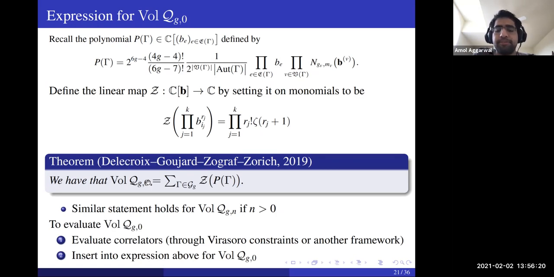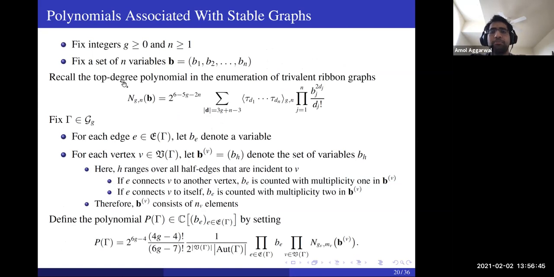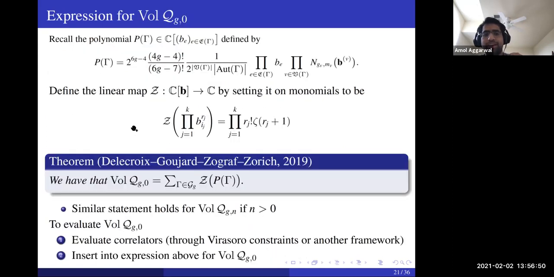And I've fixed N to be zero here. I can also allow myself simple poles by setting N bigger than zero, and a rather similar statement holds. I won't go into it though. So in principle, to evaluate this volume of the moduli space of quadratic differentials, what I can do is compute these correlators through either the Virasoro constraints or some of these recursive relations or some other framework. And I put it in to compute my N. And then I compute the P from the N, and then I apply Z to it. And then I sum over all gammas, and then I get a formula for Q_G.